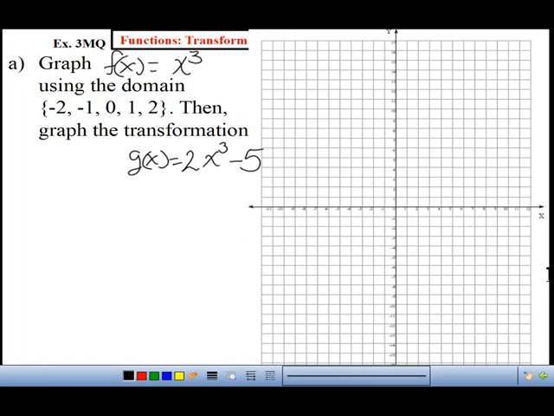I'll give you some time to set up. Ready, go. All right, let's see what we got. So before we get started, once again, let's write our general rule down here. And the general rule reads g of x equals a times f of parentheses x minus h close parentheses plus k.